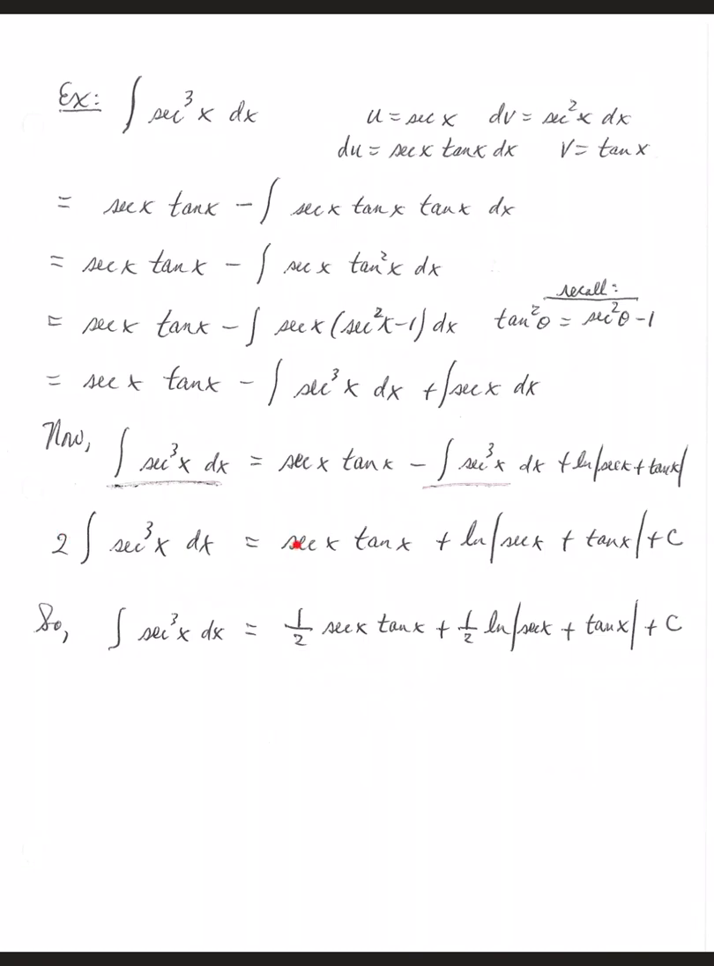But notice on this side of the equation, I don't have any integrals anymore. It's all expanded. Divide all the way through by 2, and lo and behold, our original problem is equal to half of secant x tangent x plus half of natural log secant x plus tangent x. Half of a constant of integration is still a constant of integration. And so that's a trick where sometimes while you're doing integration by parts, you run into the original problem in the middle of your expansion.